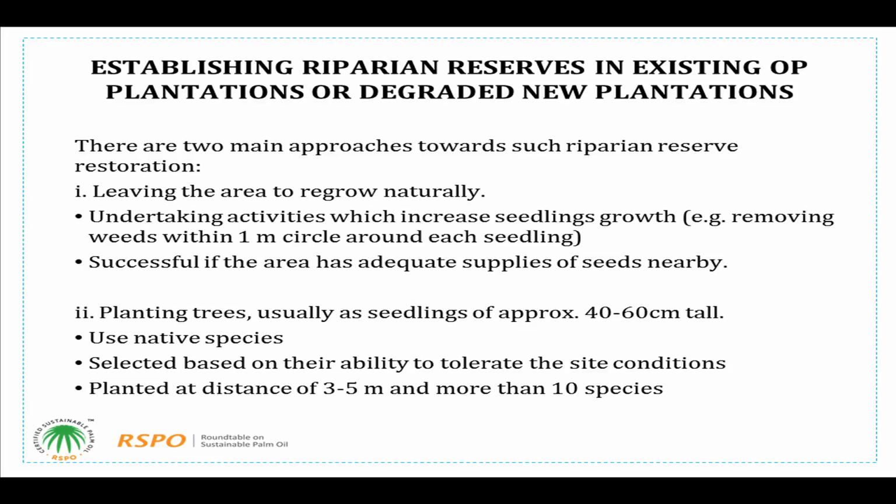The second approach is planting trees, usually seedlings approximately 40 to 60 centimeters tall, using native species selected based on their ability to tolerate the site condition, because usually when you establish riparian areas in existing plantations, the site is already not natural. That is why you have to pick species that can tolerate the altered site condition. The seedlings can be planted at a distance of 3 to 5 meters with more than 10 species.